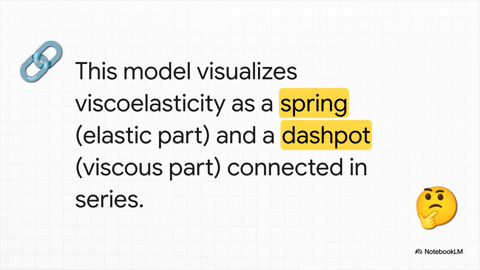To help visualize this, we often use something called the Maxwell model. Just imagine a spring, that's the elastic part, connected to a dashpot, which is basically a piston in a cylinder of thick oil. That's the viscous part. This simple little picture helps us understand how these two personalities work together to give a material its unique behavior.